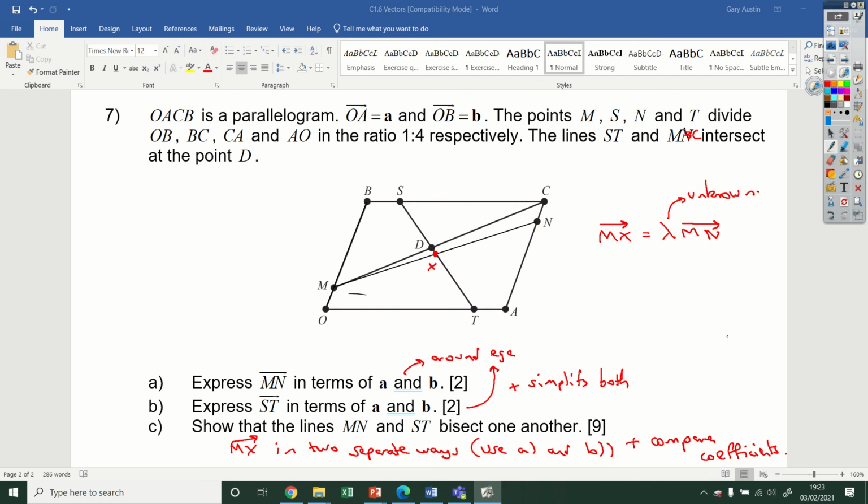Okay, great. That should be enough to give you a good go at number 7 there, and that takes you up to a total of 50 marks. And then if you could submit that to the Show My Homework page at the end, then I can have a look at it and give you some feedback.